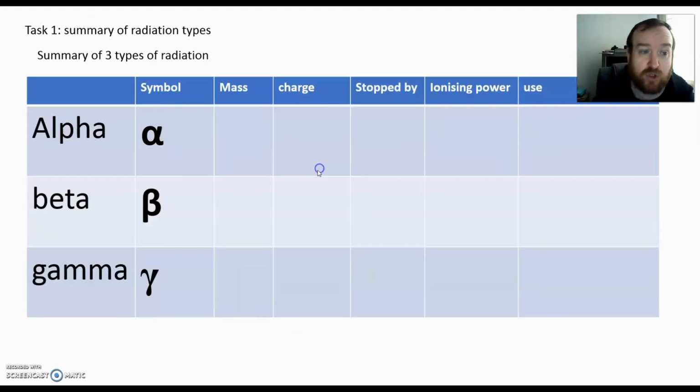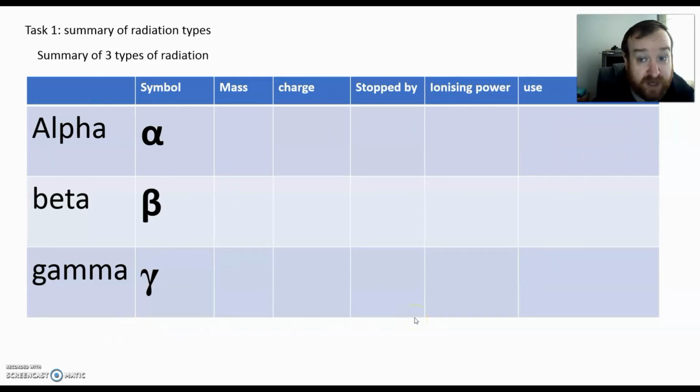Okay, now your first job, I want you to have this table. Make it maybe half a page of A4, or half a page of an exercise book, something like that. Because you don't need to write that much in the boxes, but you need to fill in this table. Okay, the summary table about those 3 types. You need to know the symbol and the name, so I've given you those 2. You need to write down the mass, the charge, what it's stopped by, the ionizing power, and then a basic use. Okay, so only a couple of words for the use. You can put more detail if you want, if you know it, but just a couple of words. Okay, so pause the video here and fill in this table.